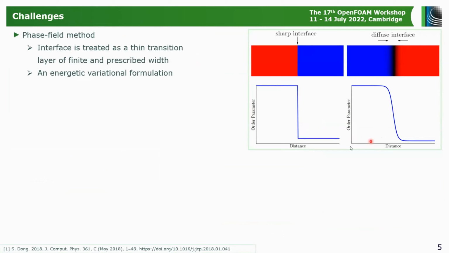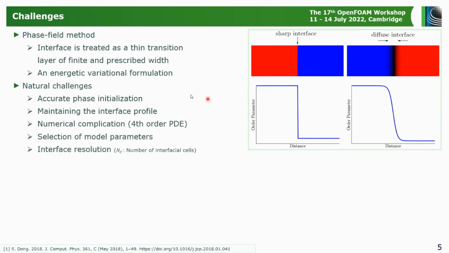And I placed a photo of a sharp versus diffuse interface where the concentration profile changes from one phase to the other. We can see we have a discontinuity at the interface for sharp interface methods, such as volume of fluid. But for diffuse interface methods, we have a rapid but smooth transition of concentration from one phase to the other. This is actually a tangent hyperbolic profile.